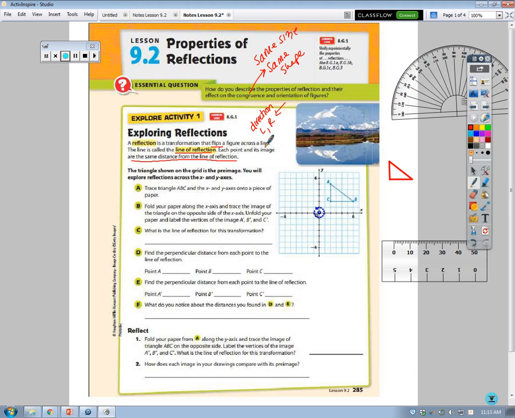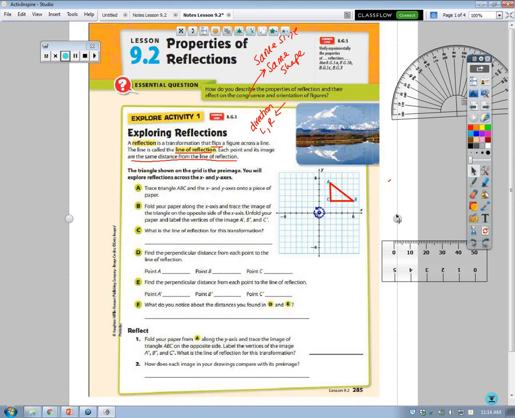The triangle on the grid is the pre-image. That's the original. You will explore reflections across the x and y axis. So first thing it wants you to do is trace triangle ABC and the x and y axis onto a piece of paper. So if you don't have a piece of paper to do that with, what I want you to do is follow along with me, and we're going to do this together. So I've got my triangle here that I've traced, and we're going to imagine that I've traced it as a little piece of paper.